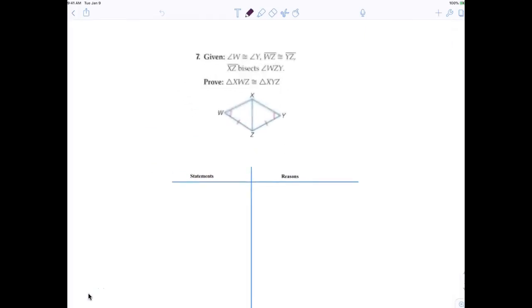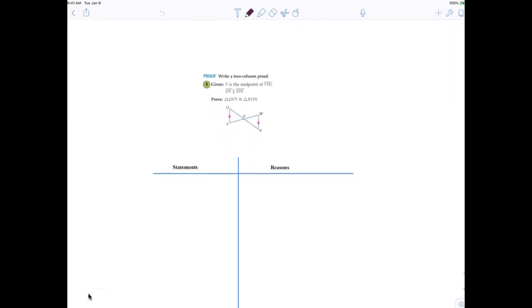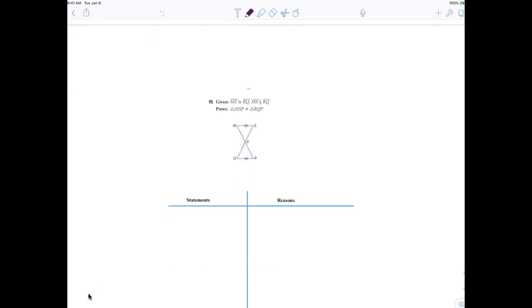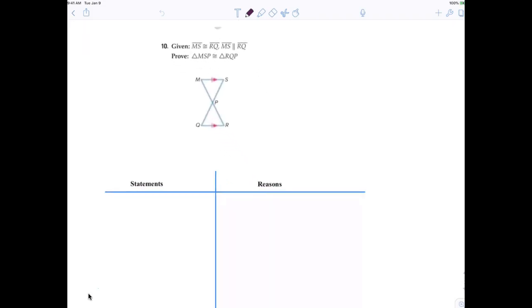All right, I think this is kind of where we left off. Who wants me to discuss a proof? Which one? Number 10? All right, here we go.